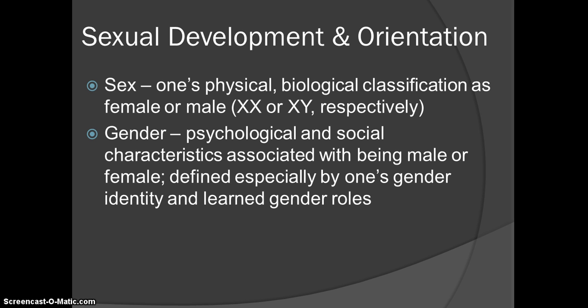Sex refers to one's physical, biological classification as female or male. So if somebody has the chromosomes of X and X, their biological classification would be considered a woman. And if they have an X and Y, their biological classification will be considered a man.